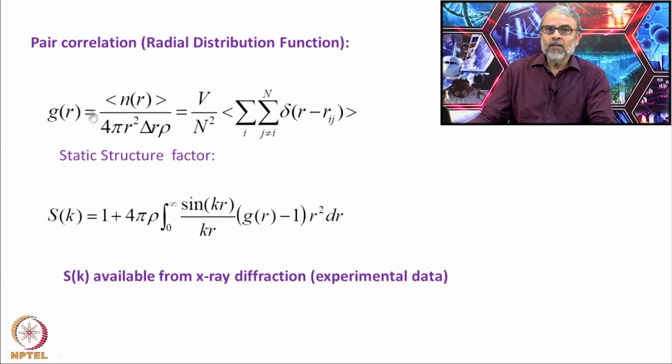Now, what is the use of this distribution function? When you take a sine transform of that pair correlation function, what you get is a structure factor. This S of k is a structure factor, and the structure factor can be directly obtained from experimental X-ray diffraction data. So, this pair correlation function is very important because you can directly relate the transform of this correlation function, which is like a Fourier transform, to the structure factor, which can be measured experimentally.